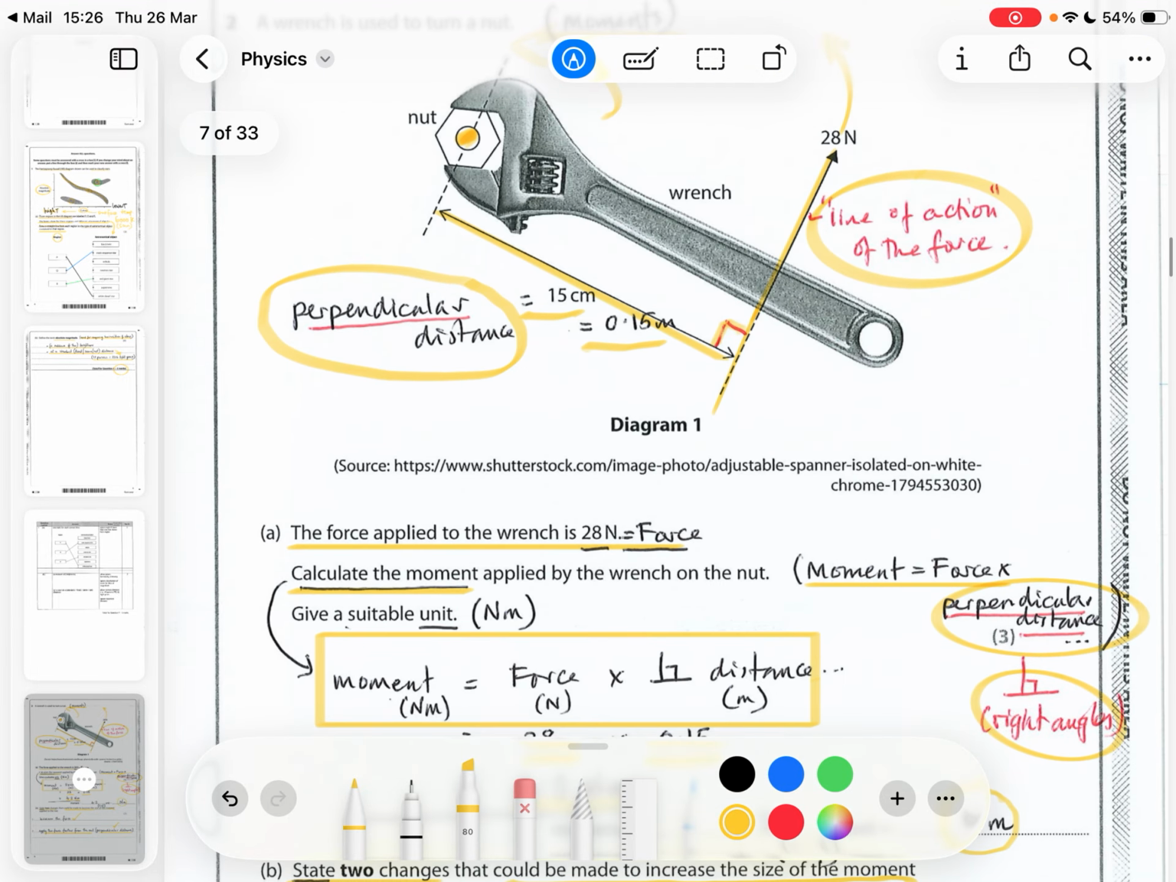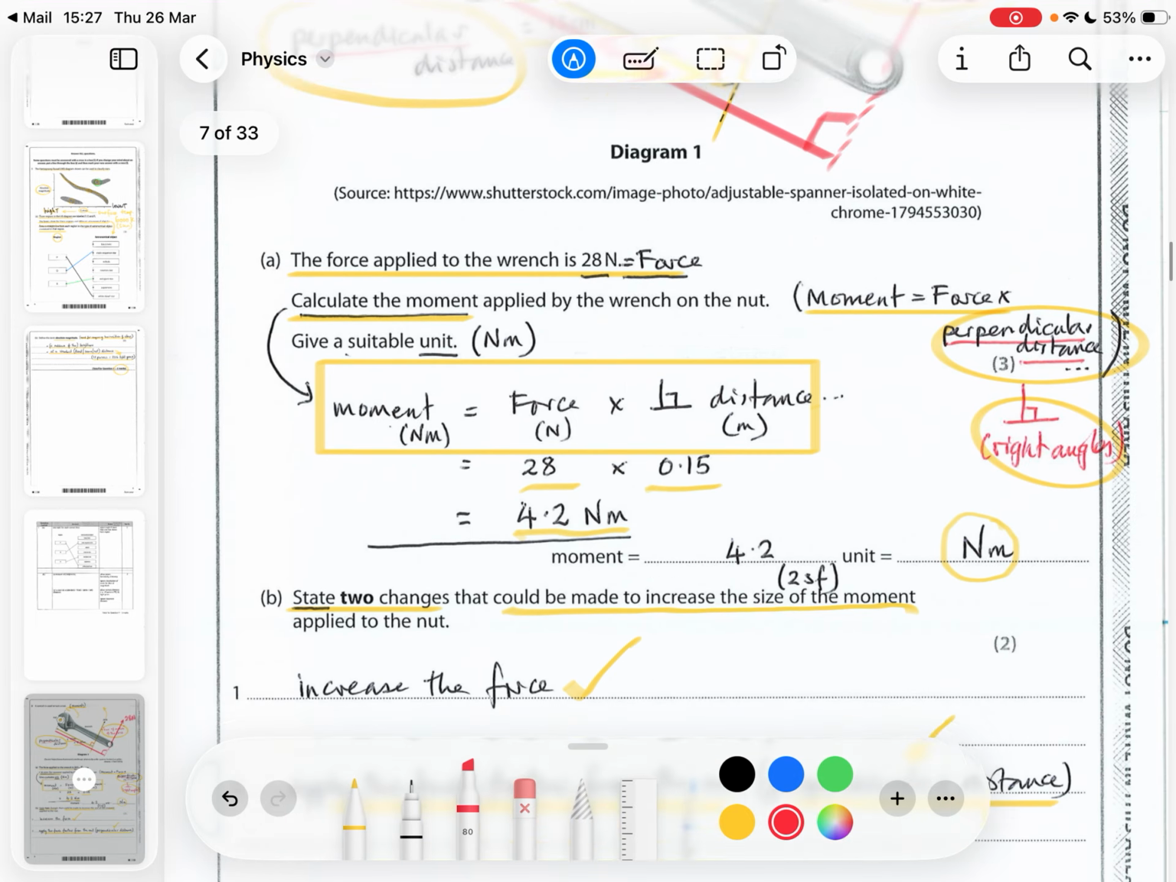So for example, if I do it in a different color, if I applied the force at the end of the nut and used 28 newtons here, it would actually turn more easily because the force is at a greater distance to this line of the force that we are drawing at right angles. Okay? So same force, but further away from the center of rotation increases the turning effect. And that's what moment means.